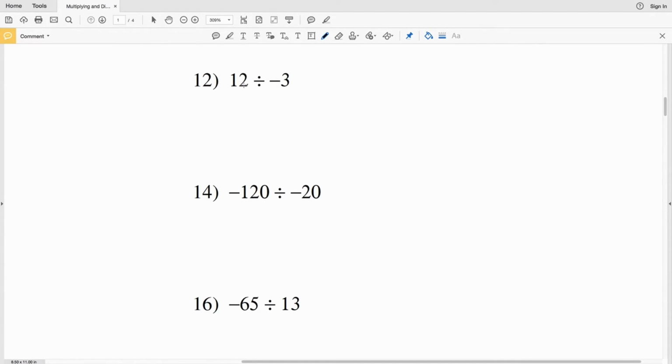Here we have a positive 12 divided by a negative 3. A positive divided by a negative is going to result in a negative. 12 divided by 3 is 4, so 12 divided by negative 3 is a negative 4.